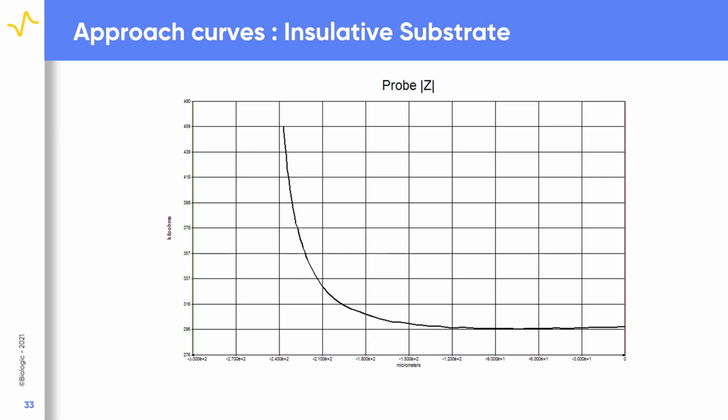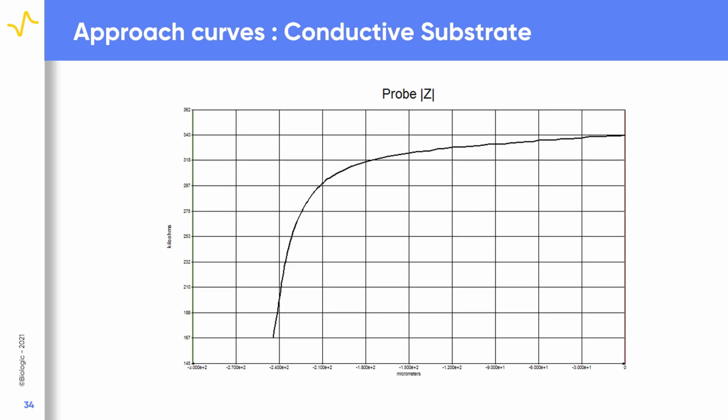Again, the probe is approached to the sample prior to performing an area scan. The approach to the insulating resin is shown with the impedance seen to increase with decreasing probe to sample distance. When the probe is instead approached to the conductive gold substrate, the impedance decreases exponentially with decreasing probe to sample distance. This is due to the use of a high measurement frequency and low conductivity electrolyte.